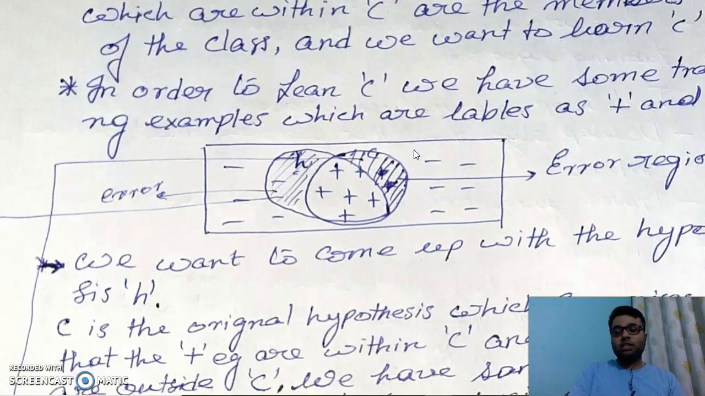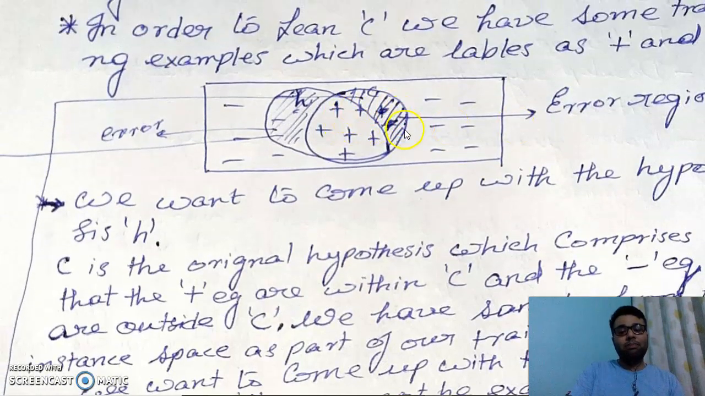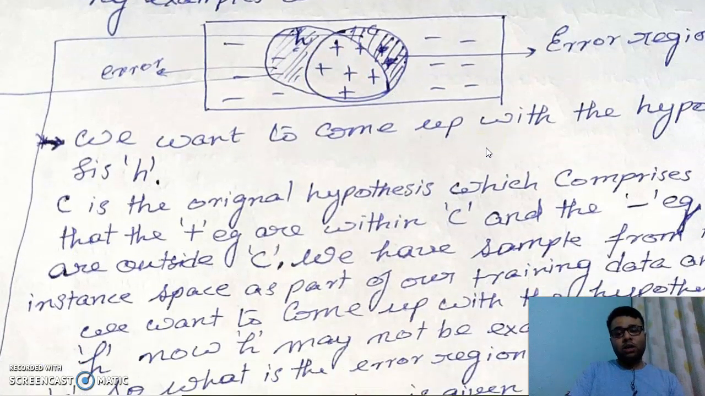In order to learn C, we have some training examples which are labeled as plus and minus. These are the training examples which are labeled as plus and minus. We want to come up with the hypothesis H. Now, here we can come up with the hypothesis H.